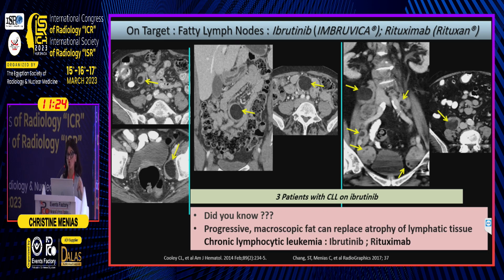You'll see patients who are on chronic lymphocytic leukemia who are on ibrutinib, particularly this drug. And all of a sudden, you start seeing macroscopic fat in the lymph nodes. Again, it's not liposarcoma. This is fatty replacement when the lymphatic tumor decreases, the central hilum fat gets bigger. So something that you see, it's a response to treatment on ibrutinib with our patients with chronic lymphocytic leukemia. Again, 3 patients showing macroscopic fat within the large lymph nodes.